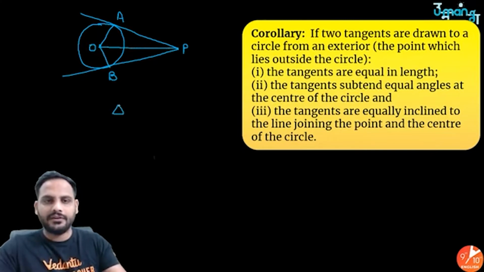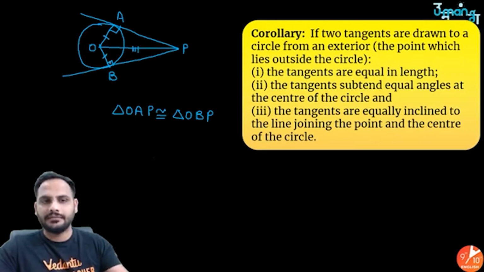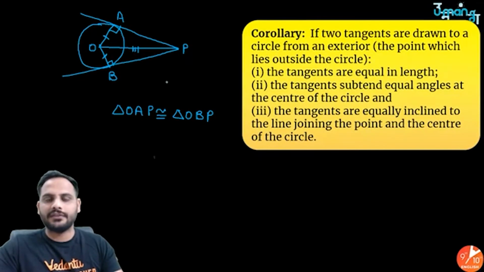So remember, first thing, triangle OAP will be congruent to triangle OBP. The proof is very easy. Right angle, hypotenuse and side rule. The right angle is there, the hypotenuse is the common hypotenuse, and OA and OB are both equal to the radius. So that's why by the RHS rule they are congruent.